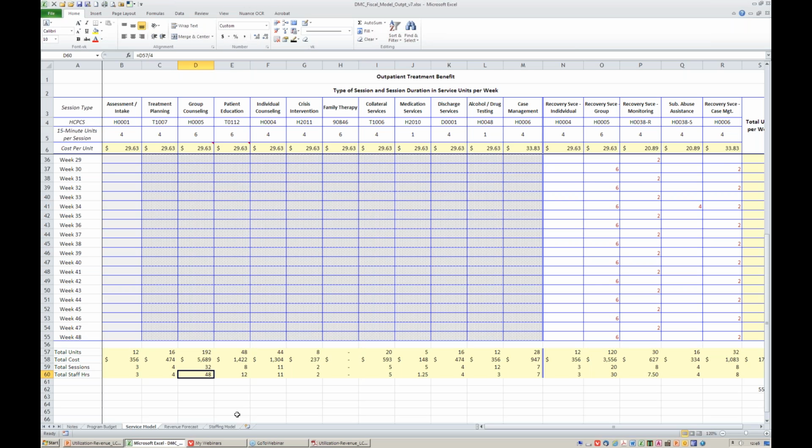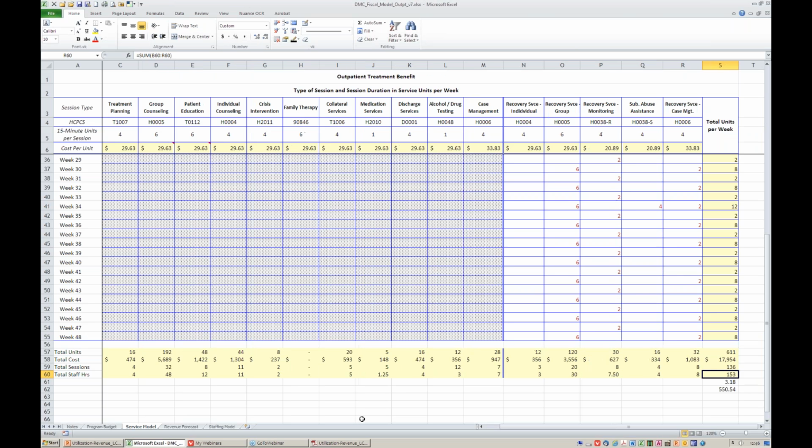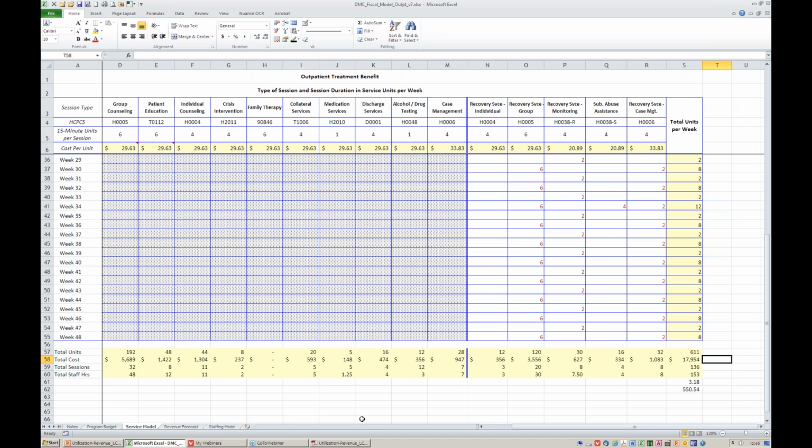And as I say, for individual counseling, it's a one-to-one relationship, but for group services, it's more staff hours than sessions, because the session is more than an hour. And so then this just runs across the bottom here. And then this is what the total is.